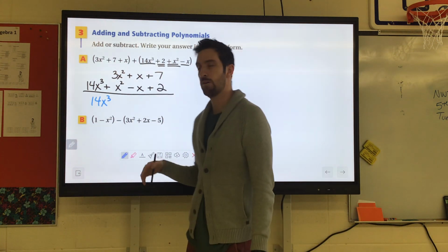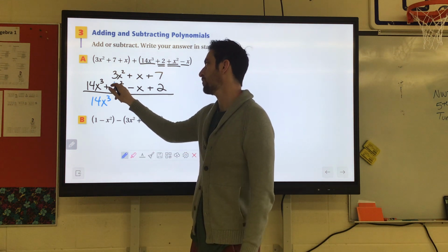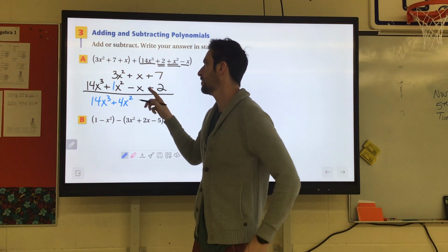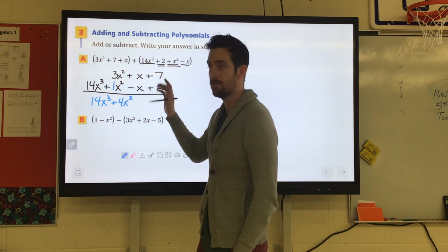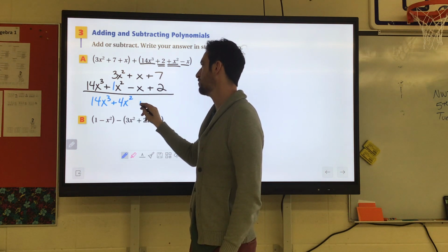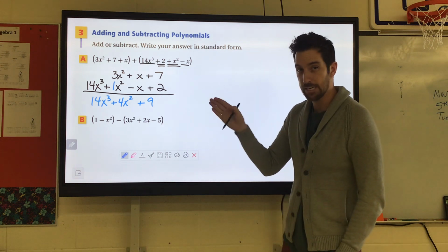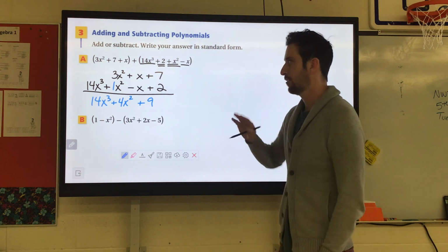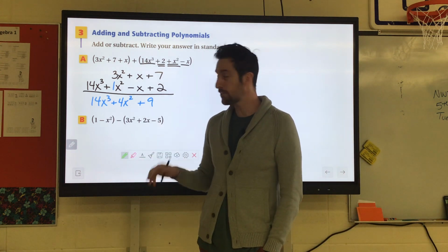So 3x squared plus x squared is going to stay x squared. 3x squared plus 1x squared is 4x squared. Now look at those x's. You have x minus x. They just cancel out, so just get rid of them. And then you have 7 plus 2 is 9. And if you stack them in standard form from the get-go, then your answer's already going to be in standard form for you. Great. Adding, no problem. Subtracting, a bit of a doozy.